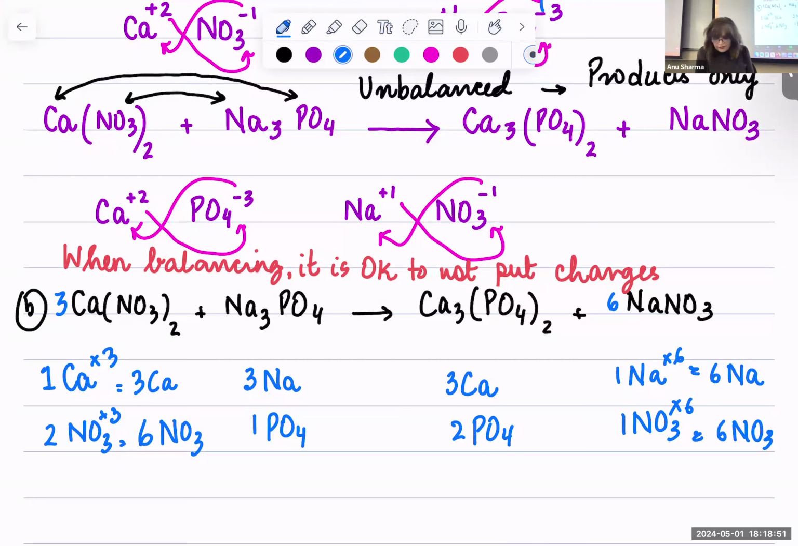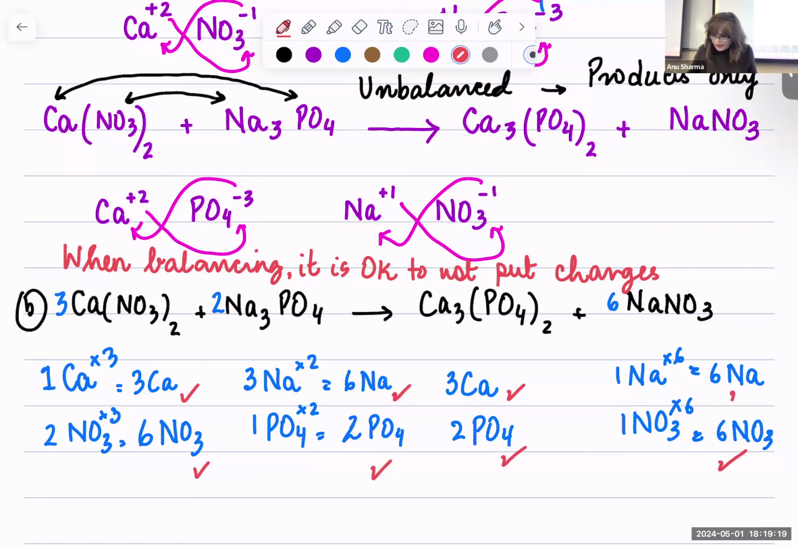Now sodiums and phosphate. How many sodiums? There are 6 on one side and 3 on the other. So if you put 2 here, this becomes 6 sodiums and 2 phosphates, PO4. Now check. There are 3 calciums, 6 nitrates, 6 nitrates, 2 phosphates, 2 phosphates, 6 sodiums and 6 sodiums. Got it? All right.